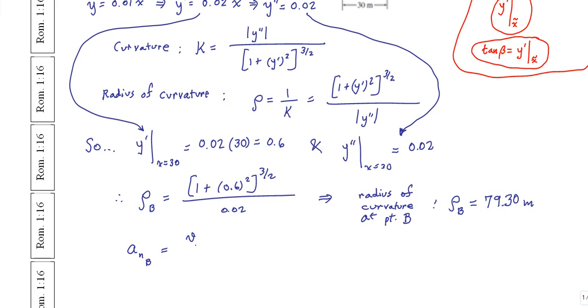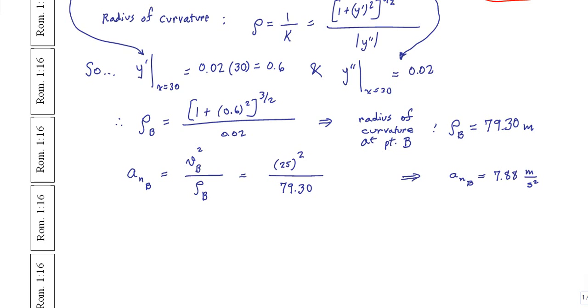So we have v sub b, which was given to us, squared over rho sub b, and that is equal to, we were told that v sub b is 25 meters per second, so that's 25 being squared, and rho sub b is, we just computed that, it's 79.30, and if you do that on your calculator, you'll find that the normal component of the acceleration at that instant is equal to 7.88 meters per second squared. Right?